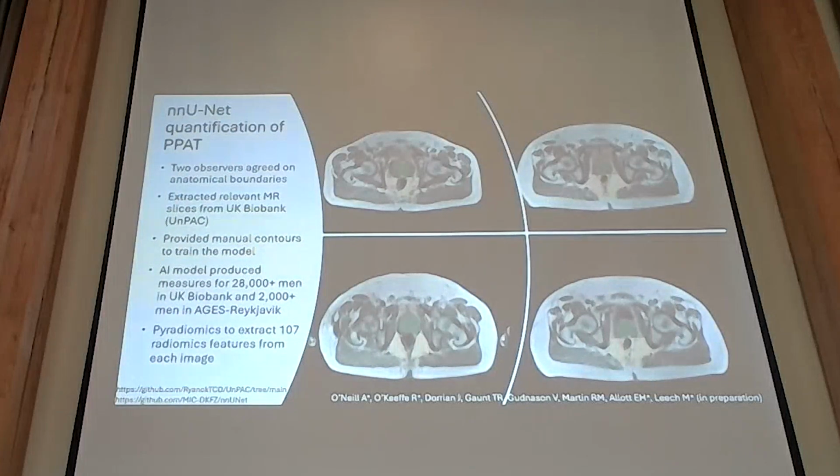These scans were obviously huge in size, and so they developed an in-house code called Unpack to pull the relevant MR slices from the pelvis, so that the model could contour PPAT in what turned out to be just over 28,000 men with imaging that we could analyze. And then they further applied PyRadiomics, which is open source software, to extract radiomics, or quantitative features, from these images.